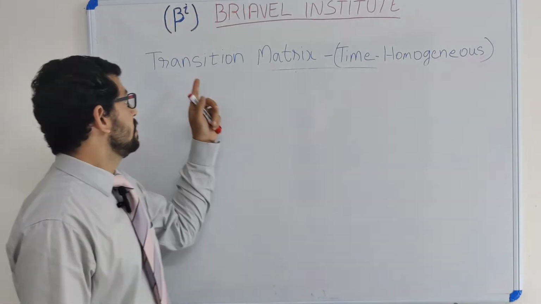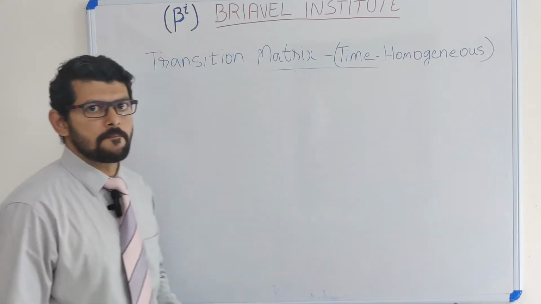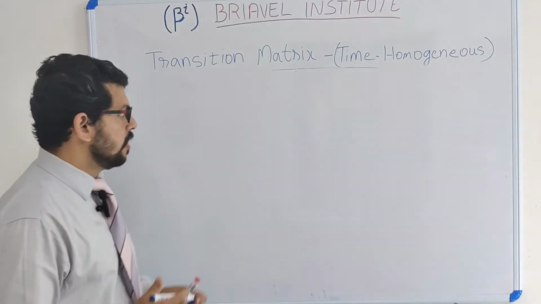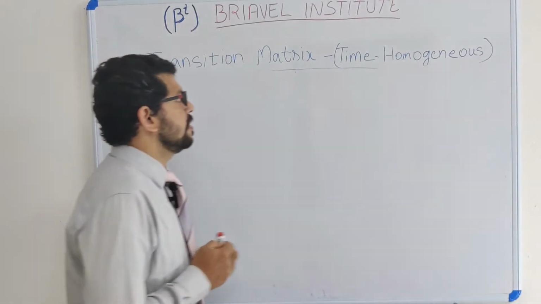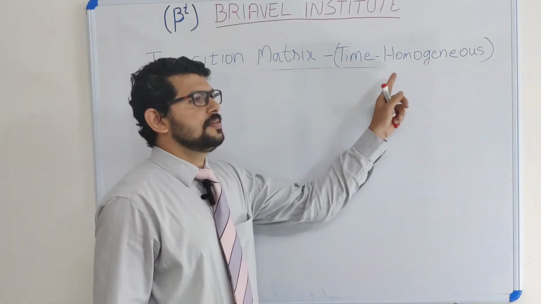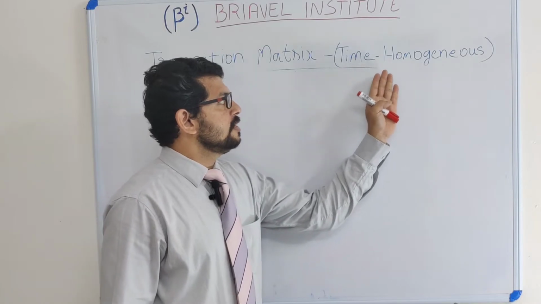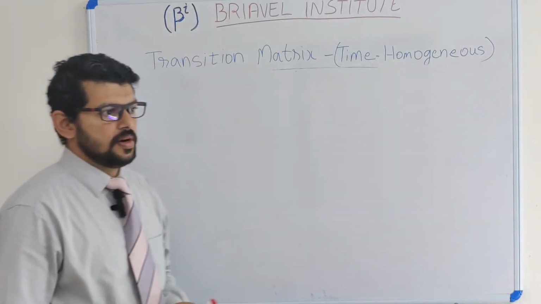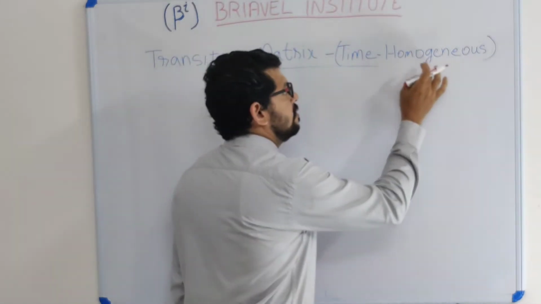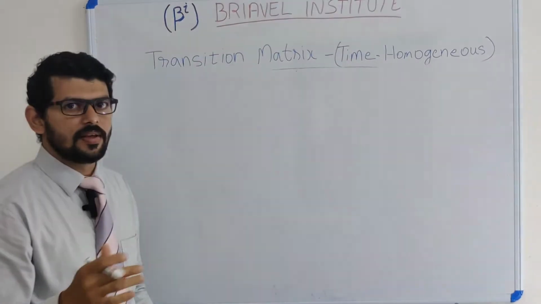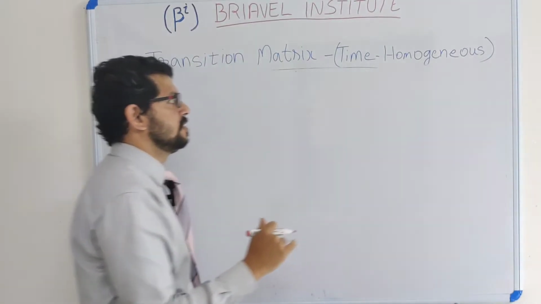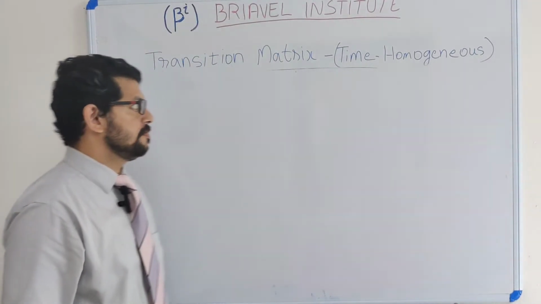Now we are discussing transition matrix, transition diagram and transition probabilities. For that, we are considering a time homogeneous Markov process. Time homogeneous means time will always be the same for each transition, so we can say time independent. We are not considering time for each transition. For time homogeneous and time inhomogeneous, please visit my old videos.